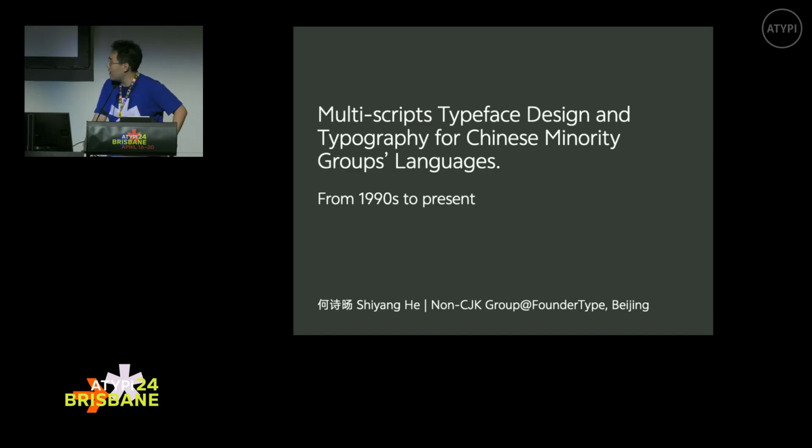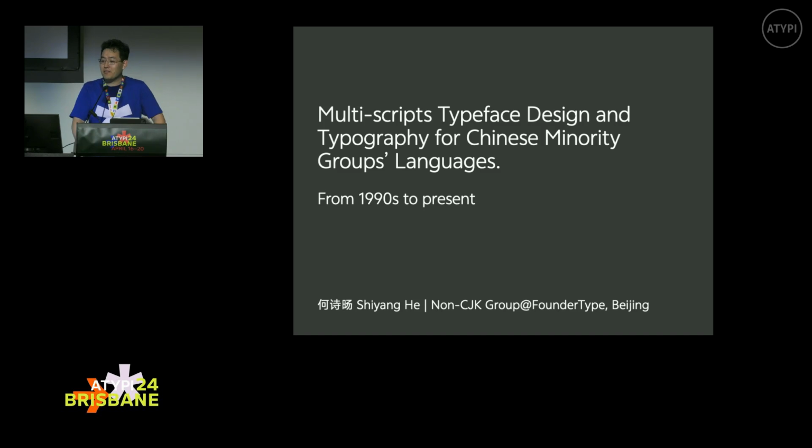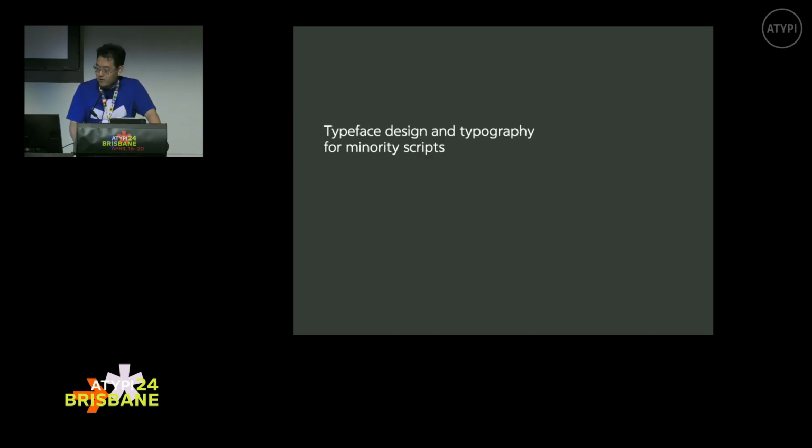I think at first I should introduce myself. I'm Shiyang Hu, and I'm working for OpenType, in the non-CJK group. Basically, we don't take care of the CJK groups, only the non-CJK groups, so it is natural for us to look at the minority groups' needs. First, I'm going to talk about multi-script typeface design and typography for minority scripts.